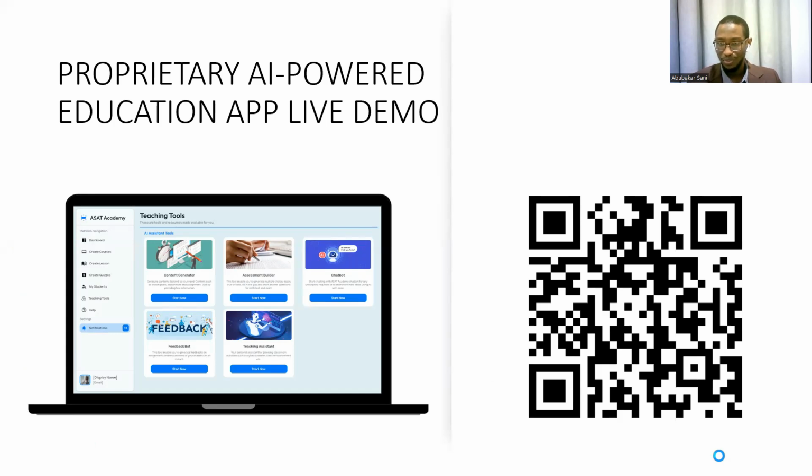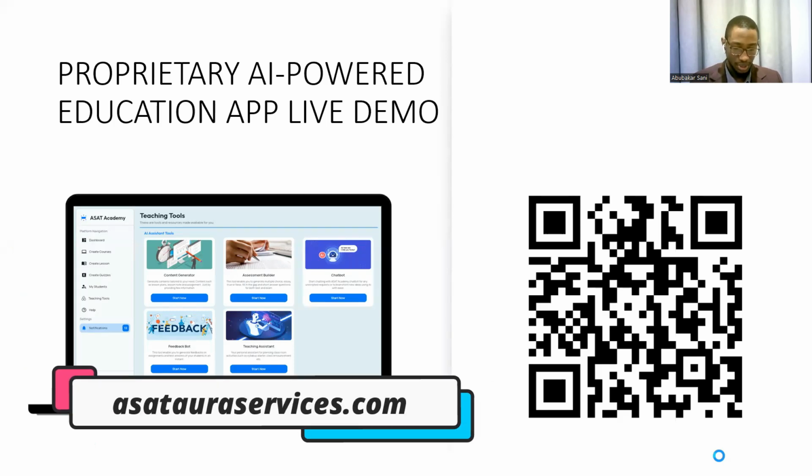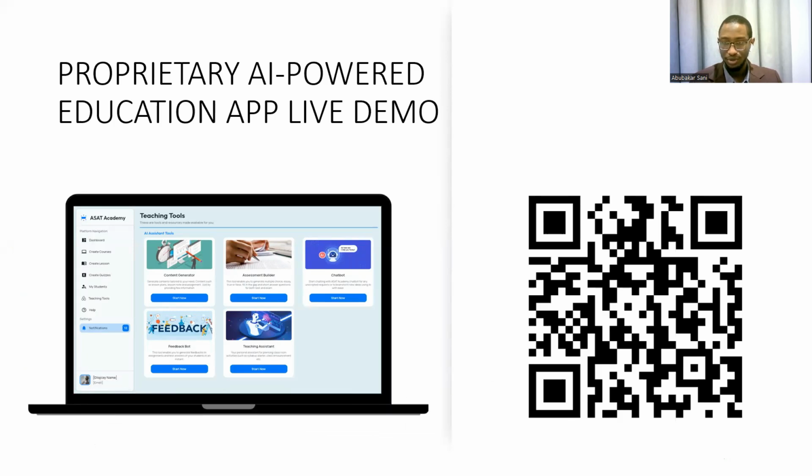How can I use OpenAI? It's chatgpt.openai.com. But you can also just Google ChatGPT, and the first link you get will take you to ChatGPT.